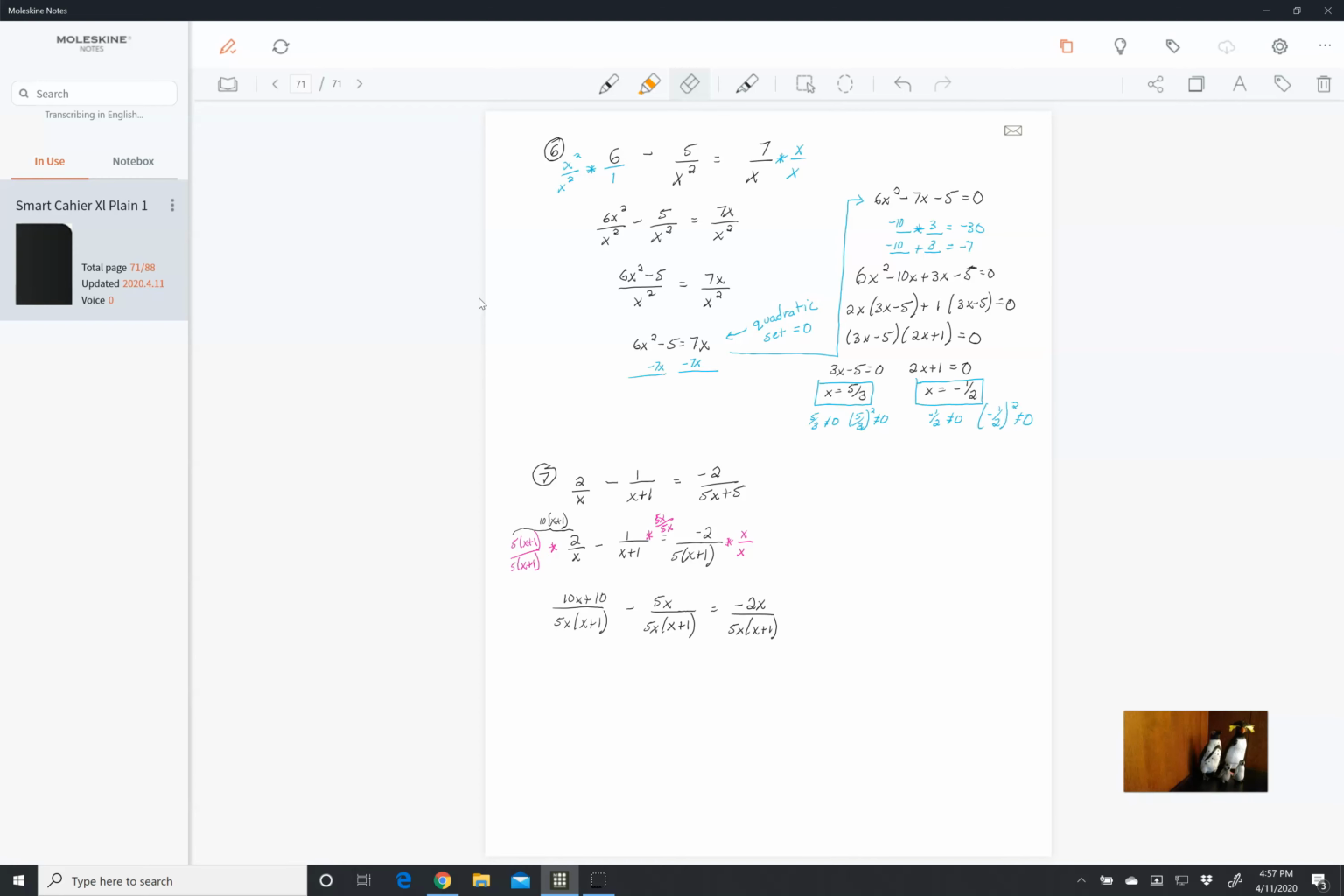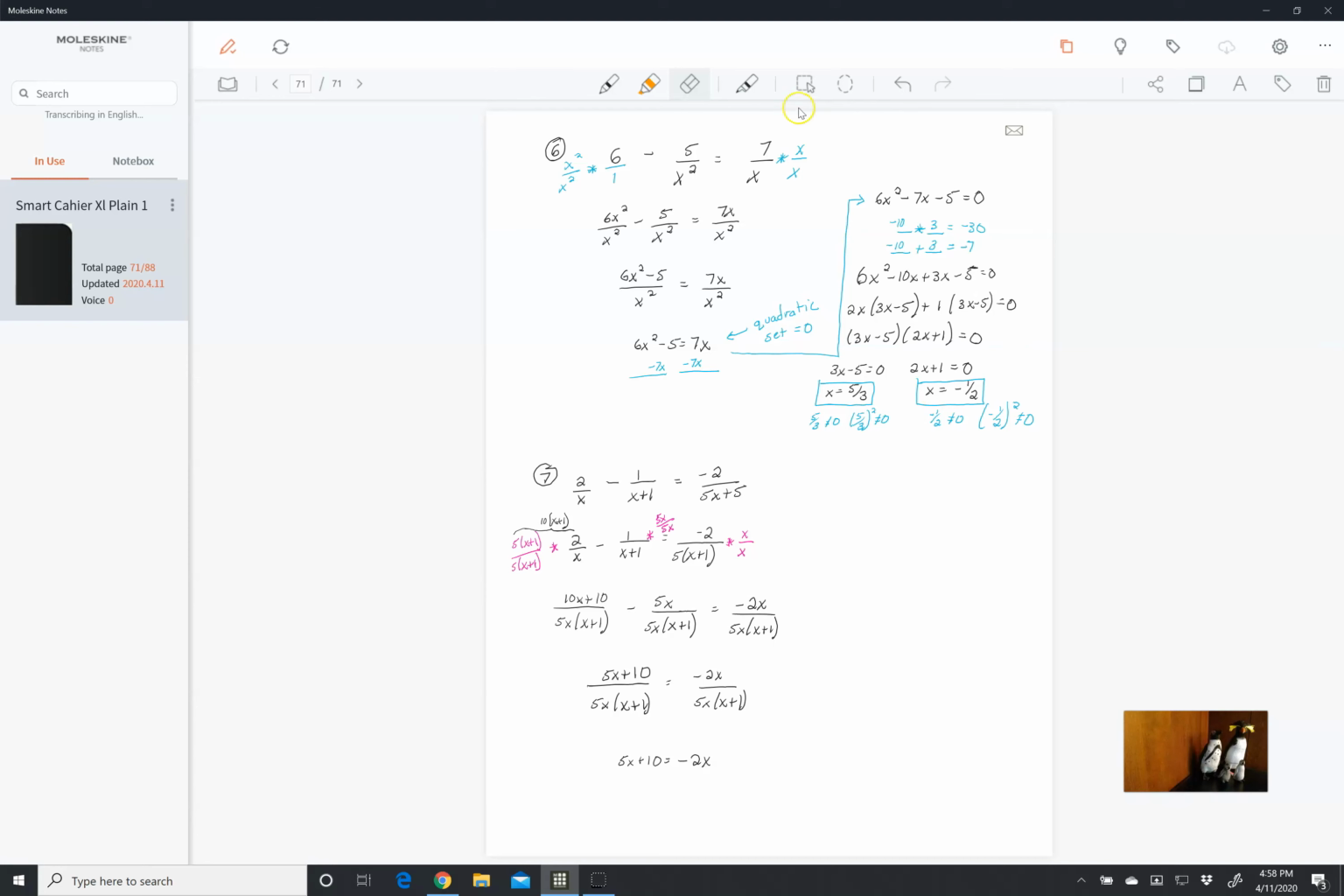We combine our numerators. 10x minus 5x is just a 5x. So we have 5x plus 10 over 5x times x plus 1 is equal to negative 2x over 5x times x plus 1. So notice it's the same steps each time. We factor, we find a common denominator, we combine the numerators, okay, so we combined our fractions. Then we're setting the numerators equal to each other because the denominators are the same. So we have 5x plus 10 is equal to negative 2x.